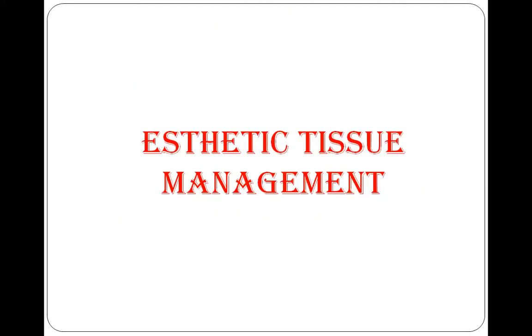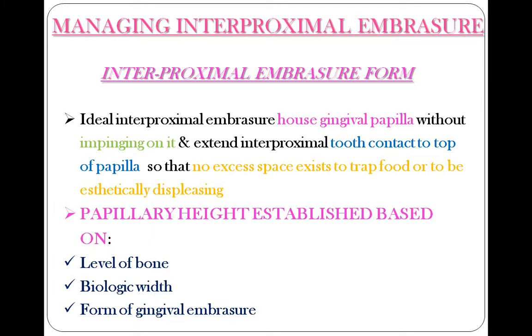Now to begin with the aesthetic tissue management. What is an interproximal embrasure? As all of you know from your previous years, embrasures are V-shaped valleys between the adjacent teeth, providing a spillway for food so that the food doesn't get lodged in the soft tissues and is directed away from the soft tissues during mastication. So what are the qualities of an ideal interproximal embrasure?